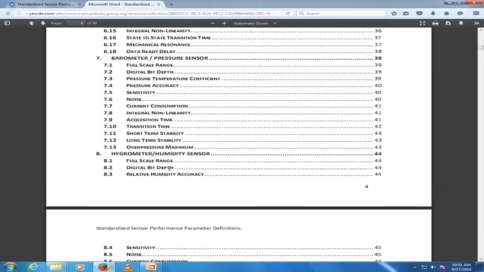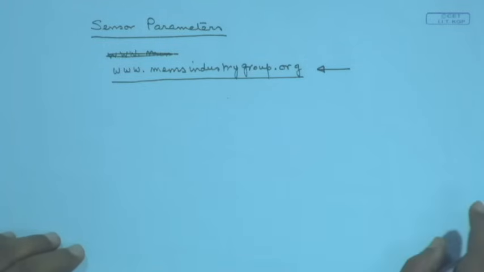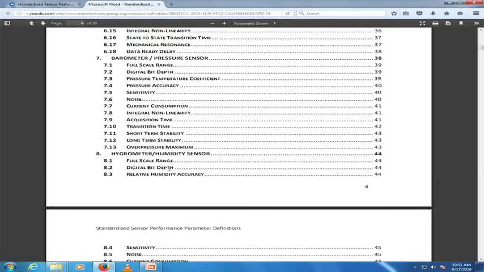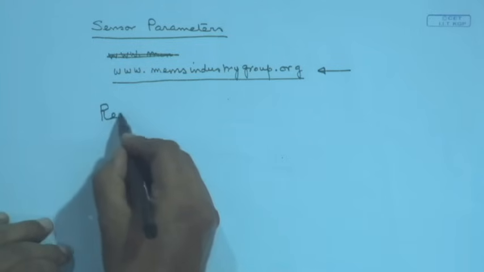So, in that way you have several of these, and I insist that all of you go to this site and read through this document, and look at what are the parameters. You need not memorize them, but you can understand why each is needed. For example, let me just mention some very fundamental parameters. What is meant by resolution?